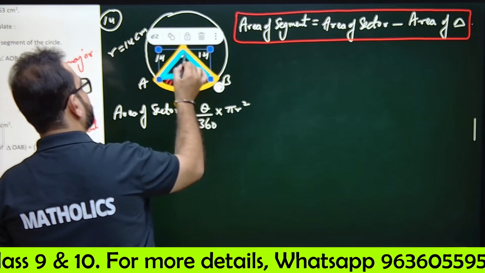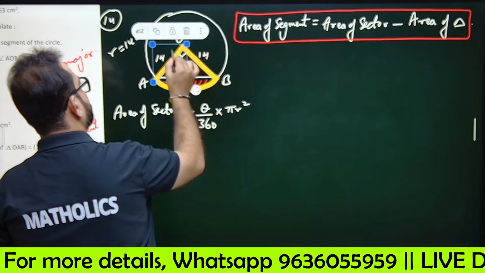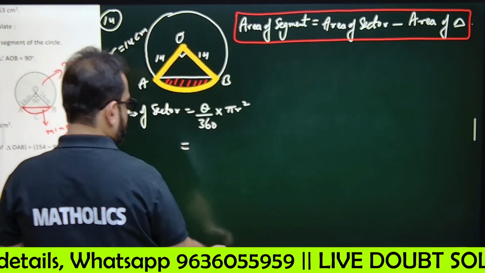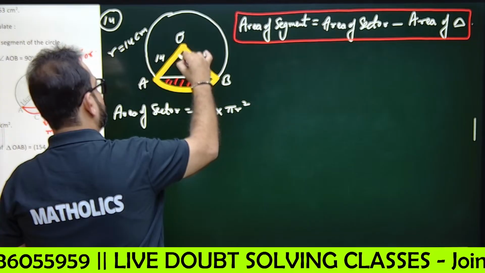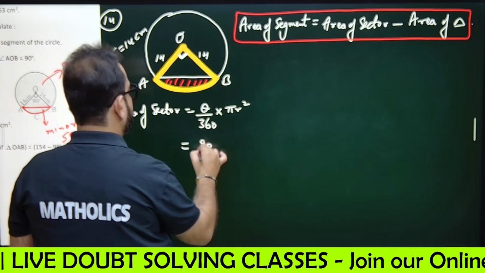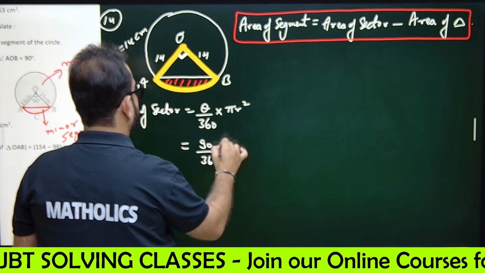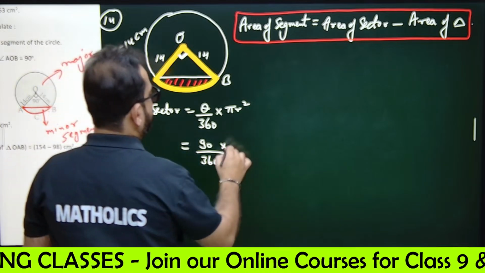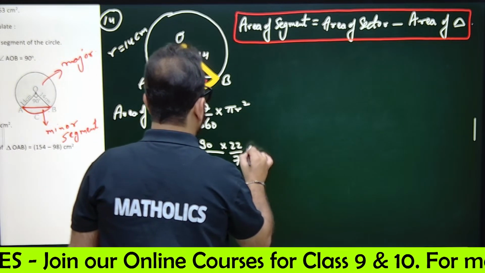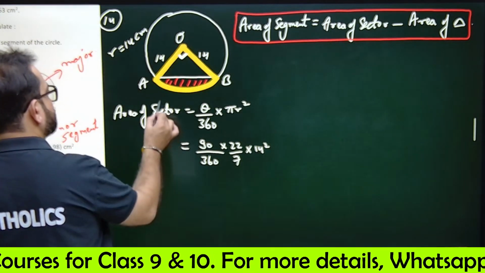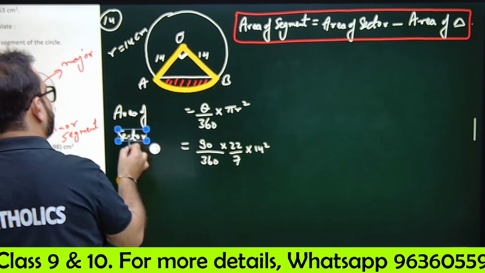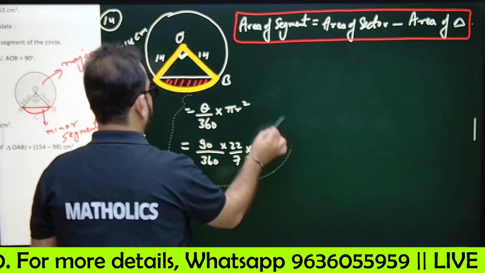If you can see, we have to find area of this sector. What is theta? Theta is this angle. This angle is 90 degrees, given. So 90 by 360 into pi, and pi will be 22 by 7. And radius will be 14 square. Got it? Yes or no? We have found area of sector like this.